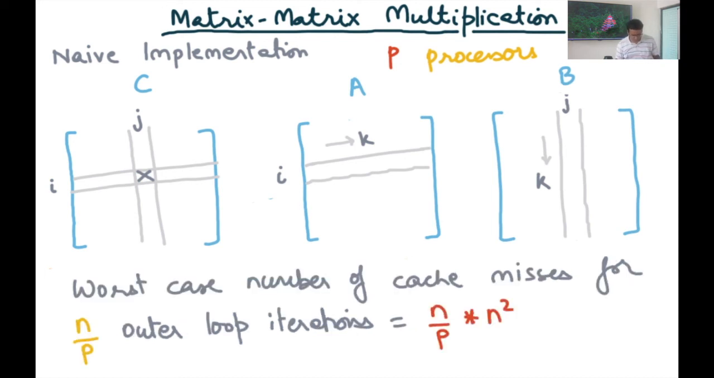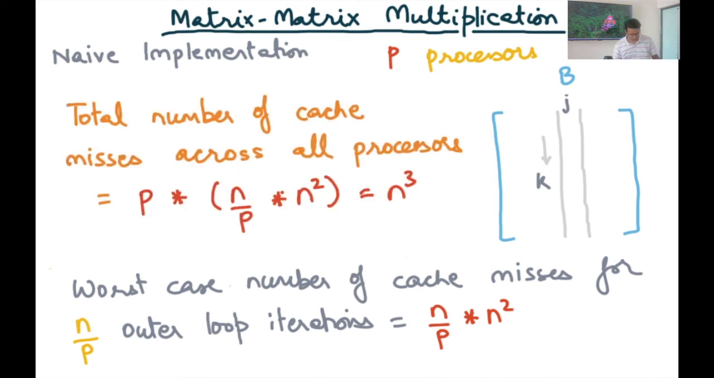If I do that, then the worst case number of cache misses for n by p outer loop iterations is going to be, we know that for one iteration it's n square. This is the analysis we did earlier. We just multiply that by the number of loop iterations for that particular processor. So per processor, I will have n by p into n square cache misses. Each of these processors in the worst case would have n cube by p cache misses, even with parallelization.